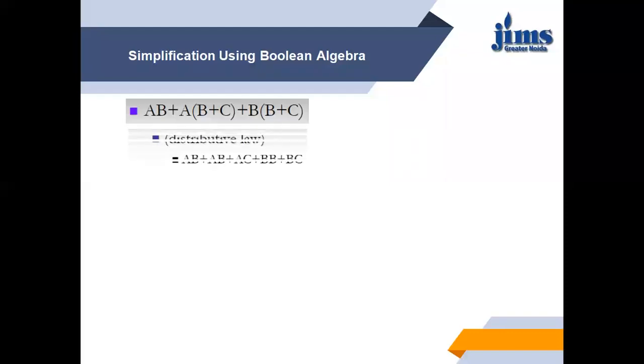In the first step, we apply the distributive property, meaning whatever terms are in the brackets, we multiply. The first term is AB, the next term is AB, the next term is AC, the next term is BB, and the next term is BC. We have just opened the brackets and found some expressions. Is that correct?